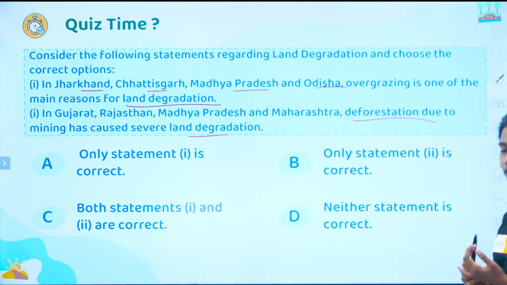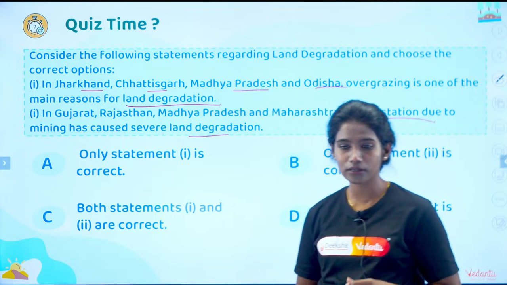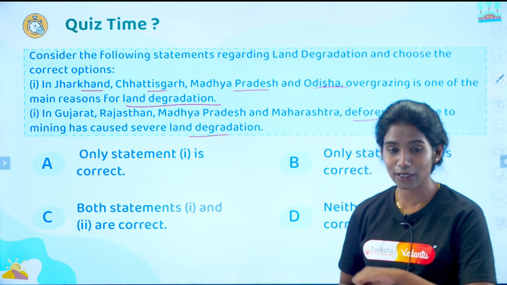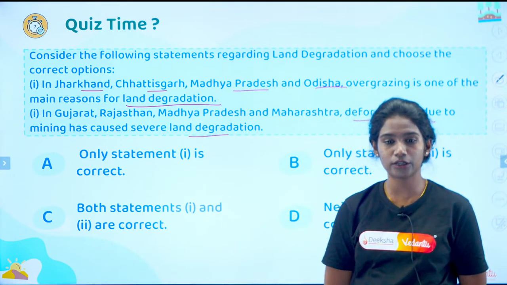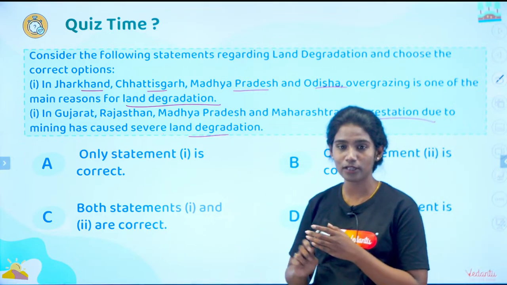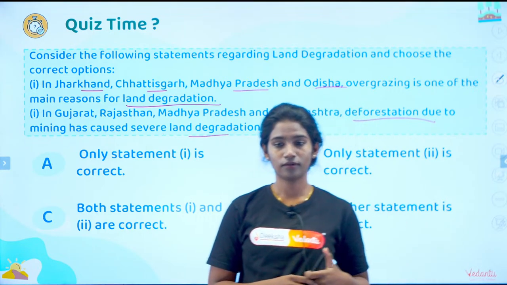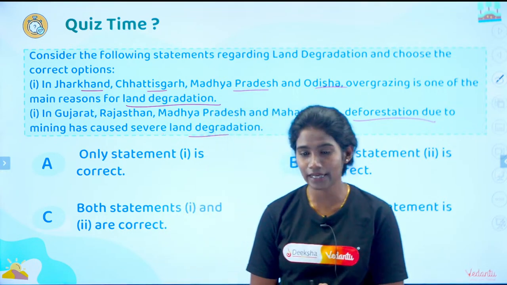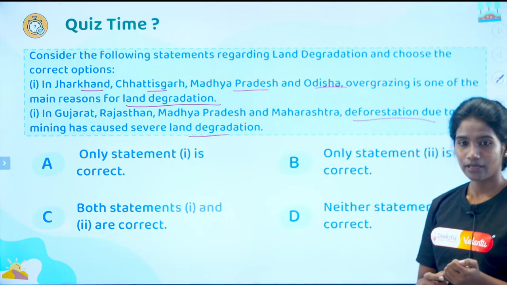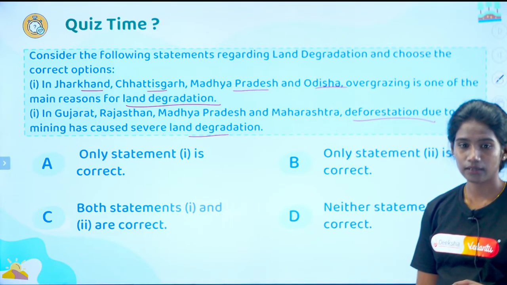Any guesses? See, what did I say? What happens in Jharkhand, Chhattisgarh, Madhya Pradesh and Odisha? There is Firoz, option B, yes, option C. Is it option B or option C? First, I just want you to tell, is this first statement true or false? See, in Jharkhand, Chhattisgarh and Madhya Pradesh, what happens over there? Does the land degradation take place because of overgrazing?